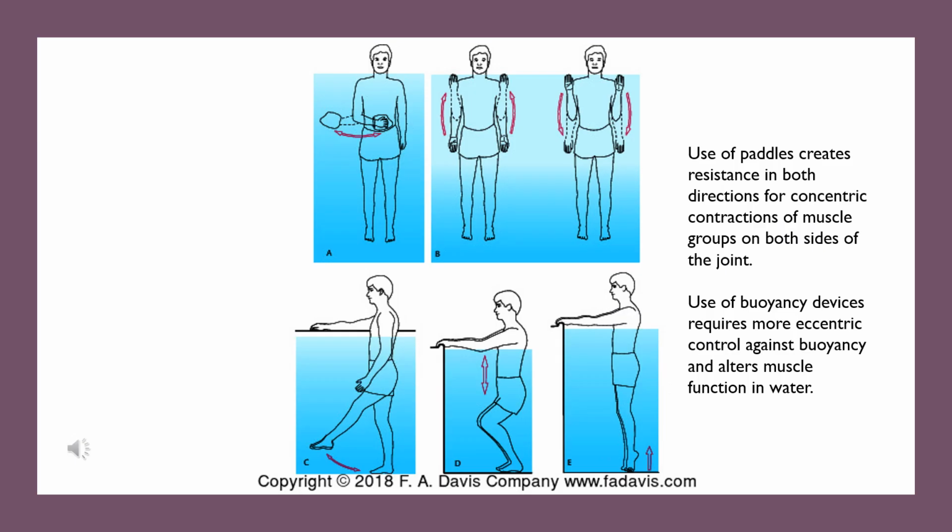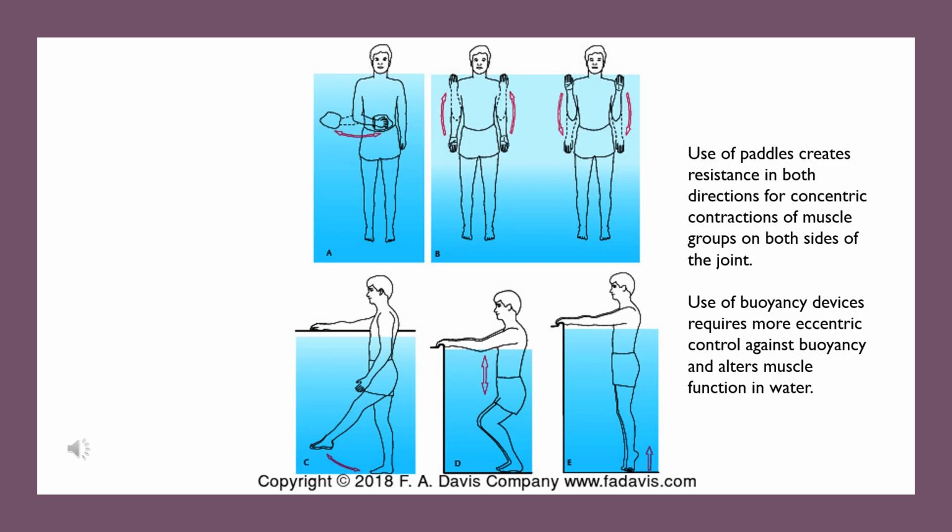Most exercises that we perform on land can be implemented in the pool. Use of paddles creates resistance in both directions for concentric contractions of muscle groups on both sides of the joint. So if we look at picture A there, use of the paddle would provide a resistance for both internal and external rotation, having a concentric contraction in each direction and no eccentric contraction in this portion.